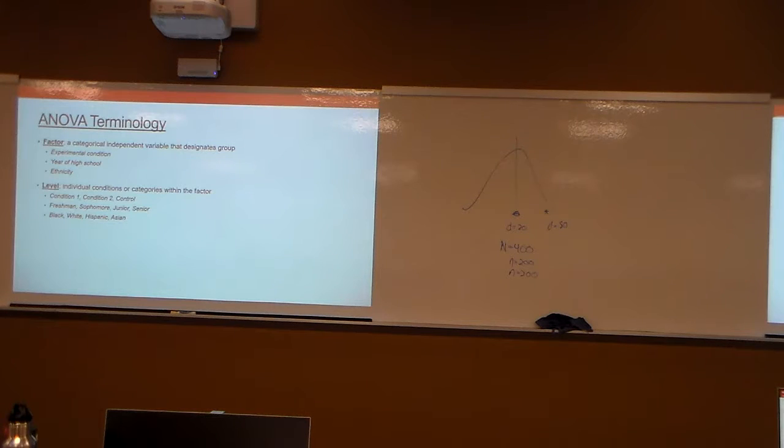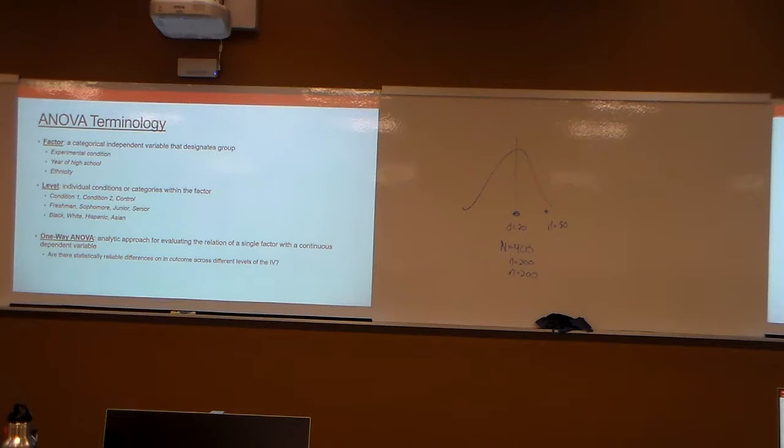That's what we're looking at, right? Level: this is our individual conditions or categories within our factor. So I can have condition 1, 2 versus a control, freshman, sophomore, junior, or Black, White, Hispanic, Asian. The level is the categories within our factor, the IV. And for our one-way ANOVA, we're looking at a single categorical factor and its relation to some continuous dependent outcome. Our question is, are we seeing reliable differences in outcome across the different levels of our independent variable?